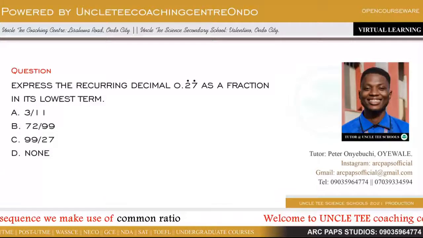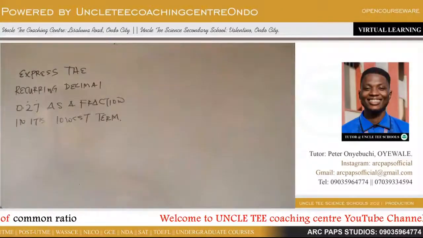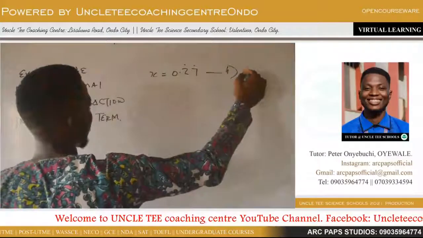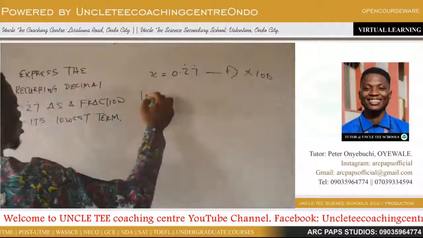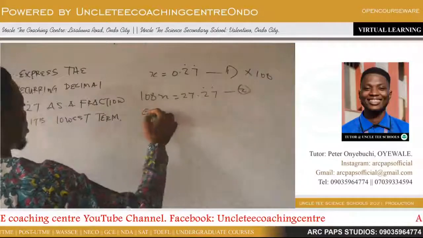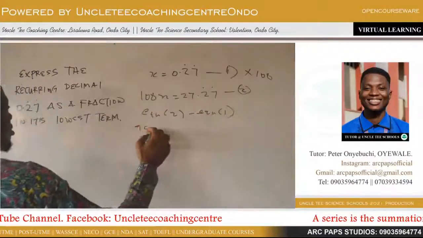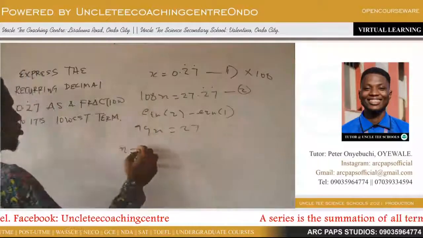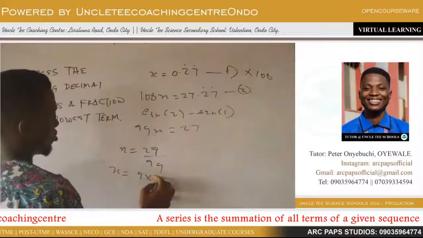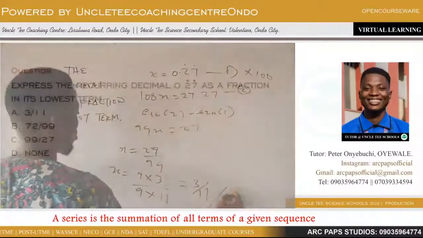Now in this one also, we're using the same method. That is, express the recurring decimal 0.27 to infinity as a fraction in the lowest term. So take it to be equation 1. We multiply equation 1 by 100. 100x is equal to 27.27 to infinity, equation 2. So equation 2 minus equation 1 gives us 100x minus x, 99x is equal to 27. Our x is equal to 27/99. 27 is 3 times 9, 99 is 9 times 11, which will give us 3/11 as the fraction in the lowest term.